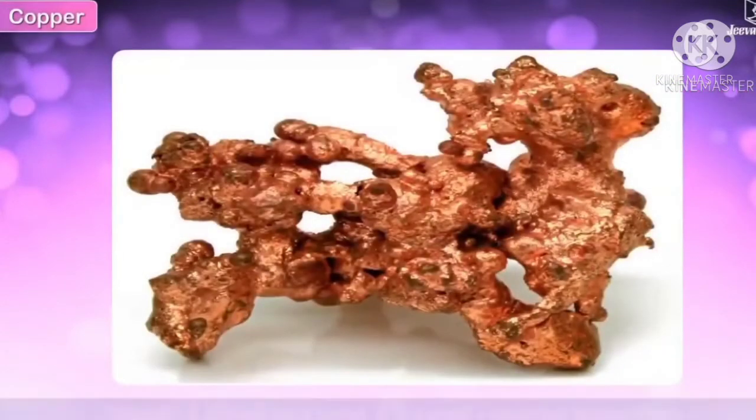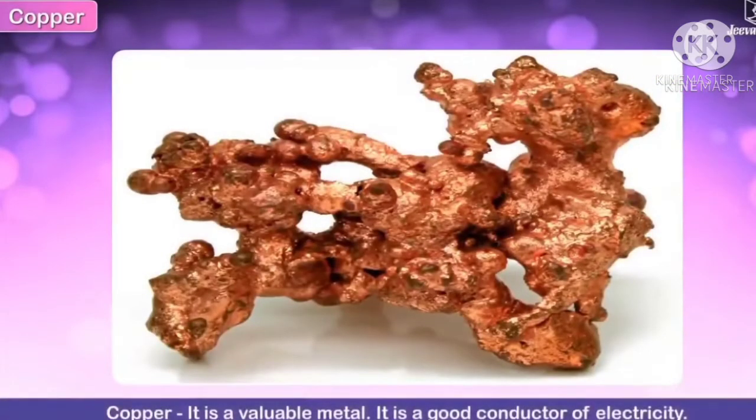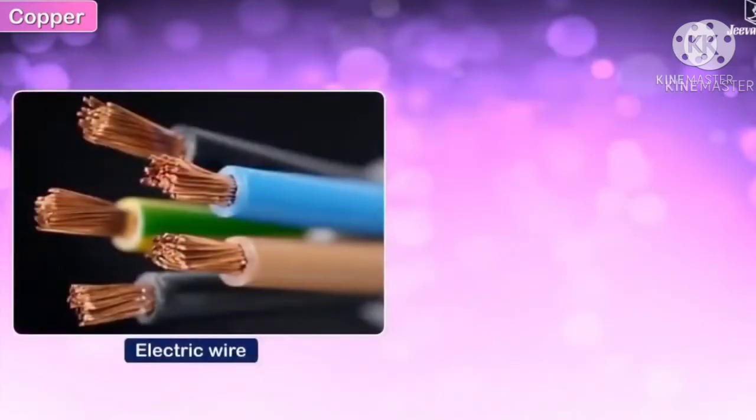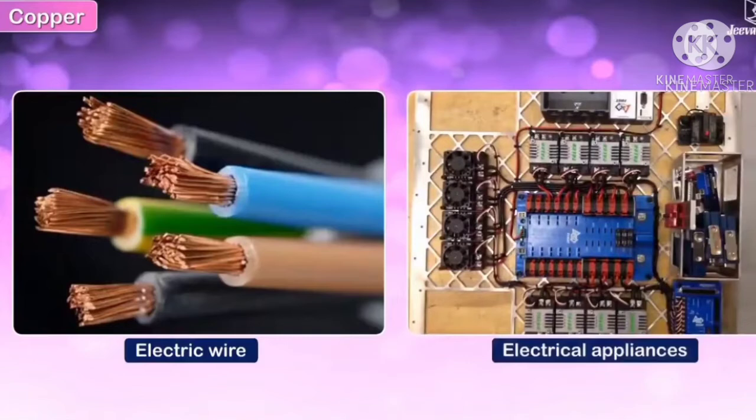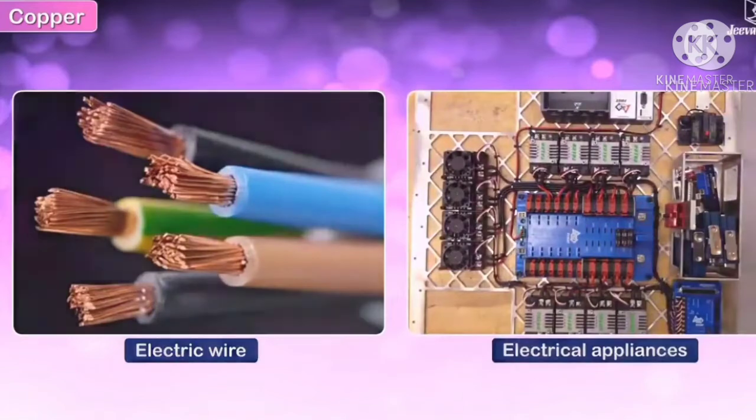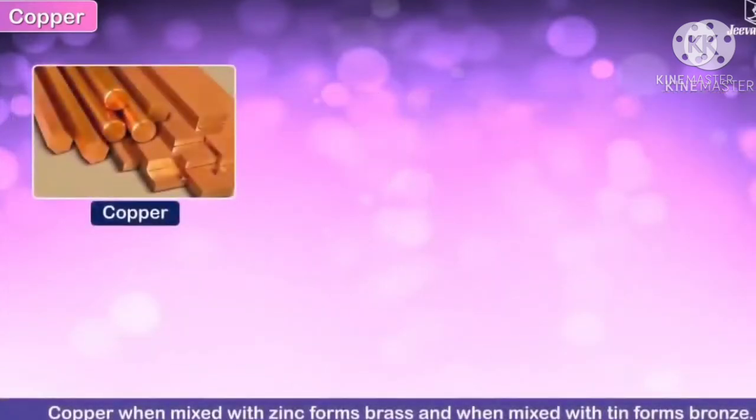So there is the image of copper. Copper is a valuable metal. Copper is a good conductor of electricity. Copper is used in the production of electric wires and other electrical appliances needed for our daily use. Okay, you can see electric wires. These things are made from copper.